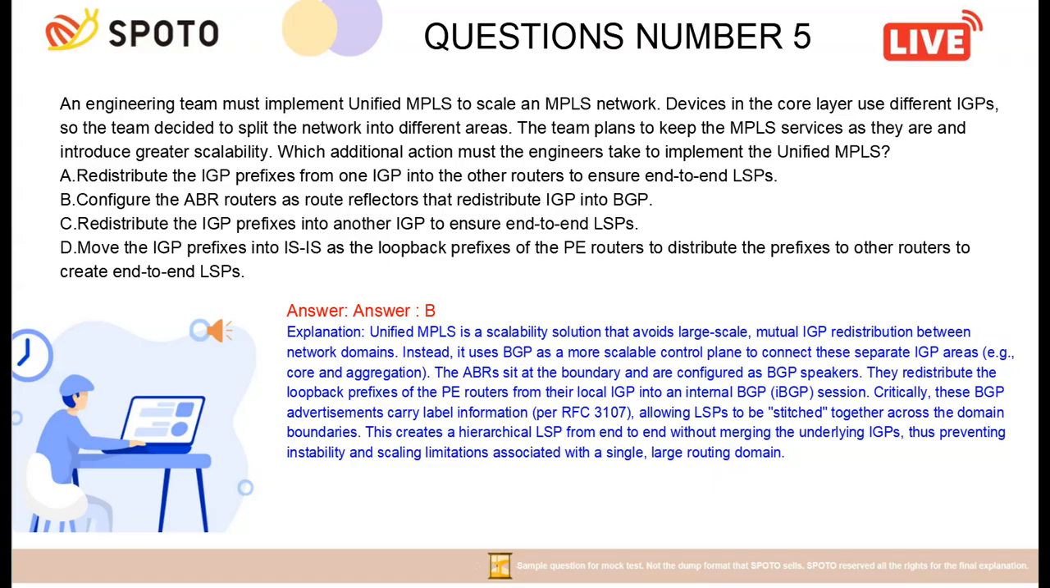They redistribute the loopback prefixes of the PE routers from their local IGP into an internal BGP, IBGP, session. Critically, these BGP advertisements carry label information, per RFC 3107, allowing LSPs to be stitched together across the domain boundaries. This creates a hierarchical LSP from end to end without merging the underlying IGPs, thus preventing instability and scaling limitations associated with a single, large routing domain.